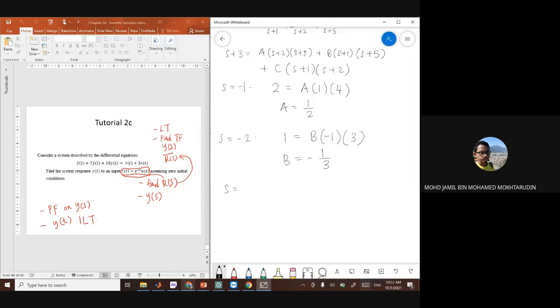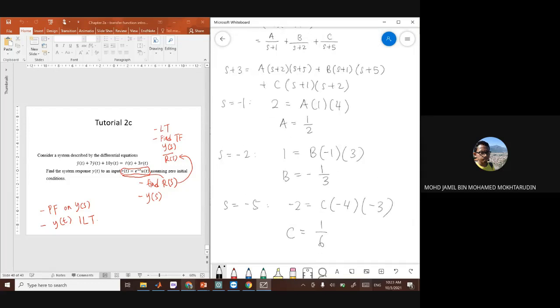And lastly, assume s equals minus 5. So you get minus 2 equals c times minus 4 times minus 3. So c equals 1 over 6.